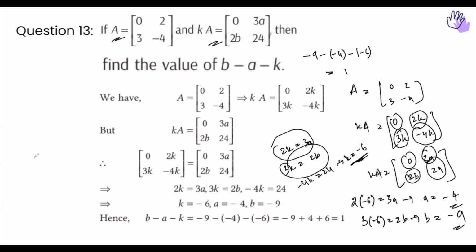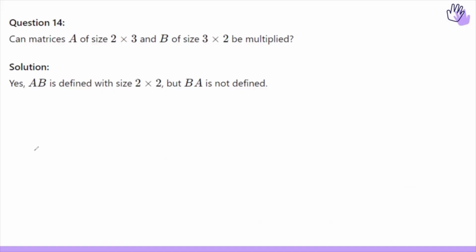Come to the next question. Matrices A of size 2 by 3 and B of size 3 by 2 are given. They're asking whether we can multiply two matrices where A is of size 2 by 3 and B is of size 3 by 2. Can we multiply them?